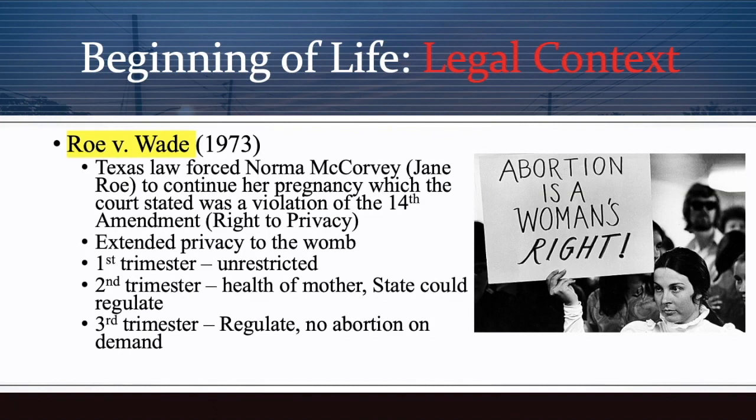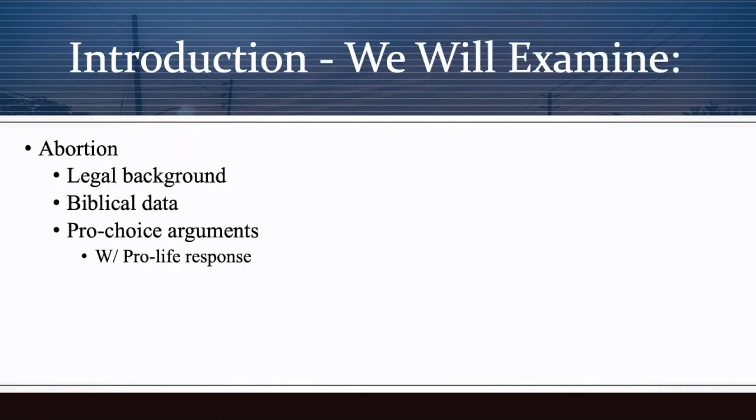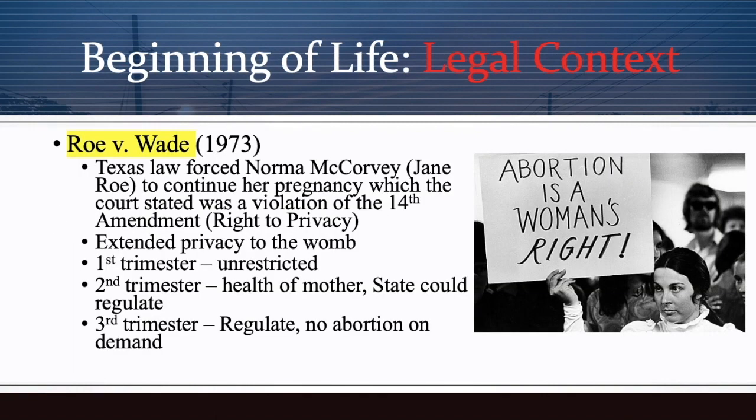Okay, so the beginning of life, the legal context. I've put the lettering in red up there so we can follow along with this outline. So the legal background or the legal context. And of course, I'm sure you're familiar with what is highlighted in yellow on the screen, the Roe v. Wade court case in 1973, which basically made abortion legal in the United States. Before that court case, it was illegal until the Supreme Court ruled it a violation of the constitutional rights of a woman.